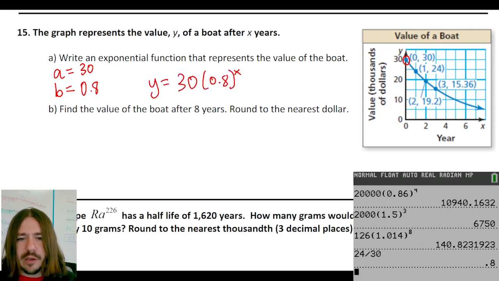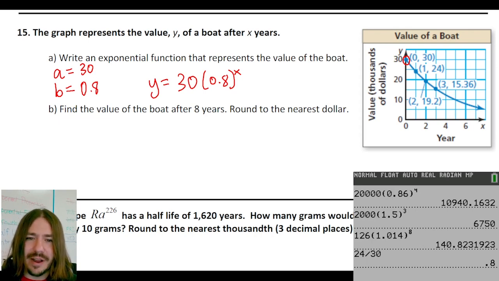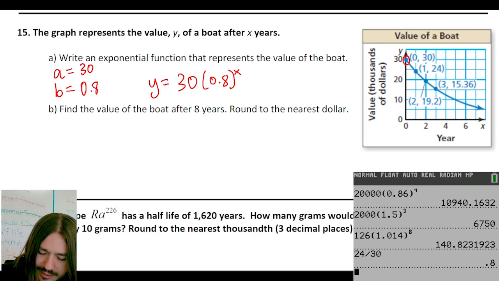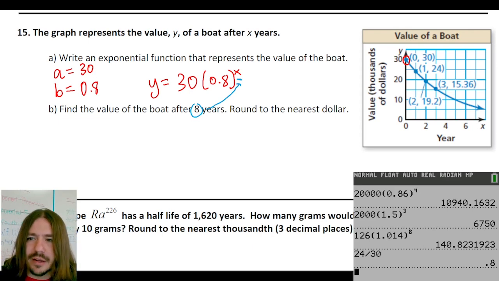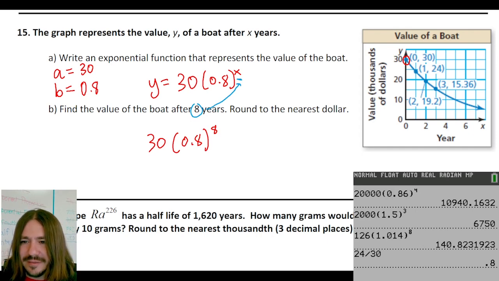Part B says find the value of the boat after 8 years. You can see that you're not going to be able to tell just from the graph. I do need to plug in 8 for x here. So I've got 30 times 0.8 to the 8th power. This is something I'm not going to do by hand. No way. So 30 times 0.8 to the power of 8.